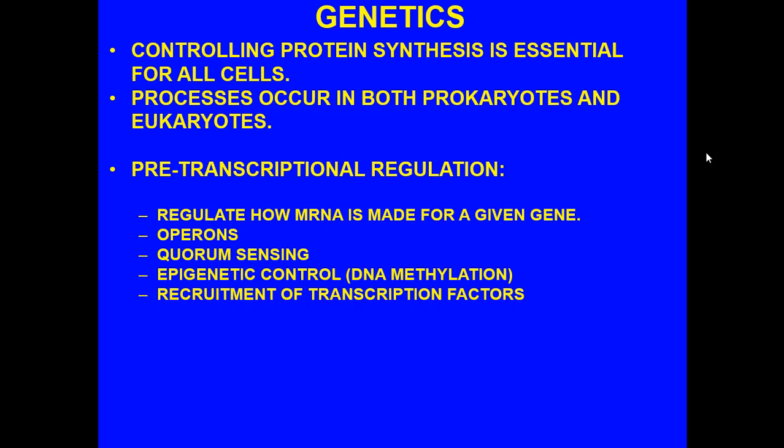One of them is pre-transcriptional regulation. You regulate how the messenger RNA is made for a given gene. You have structures that act as switches turning on or off, dependent on the needs. They're called operons. You have quorum sensing. You have epigenetic control. This is where you get the DNA being methylated at its nucleotides, and so it stops the process of transcribing. You also have the recruitment of transcription factors.